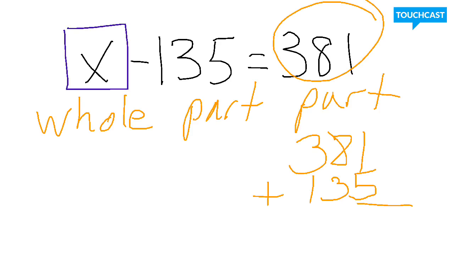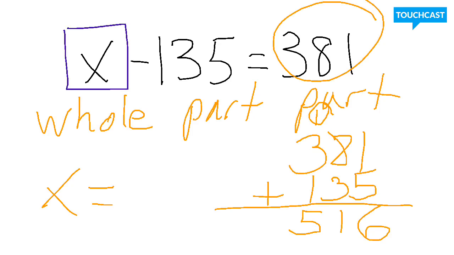Now we can just do our standard algorithm like normal. 5 plus 1 is 6. 8 plus 3 is 11. We put a 1 in our tens place and carry over our 1. Now 3 plus 1 is 4, plus our 1 on top is 5. And we get 516 for our whole, or for x. So x equals 516.